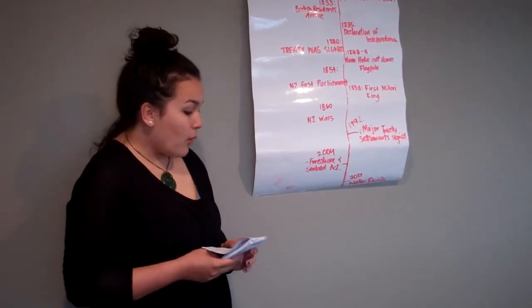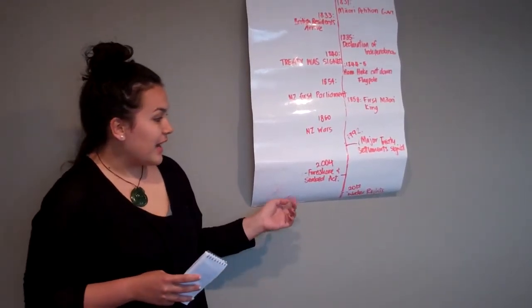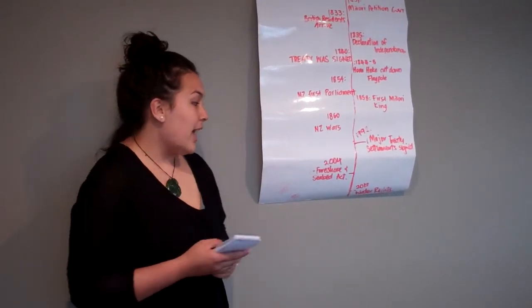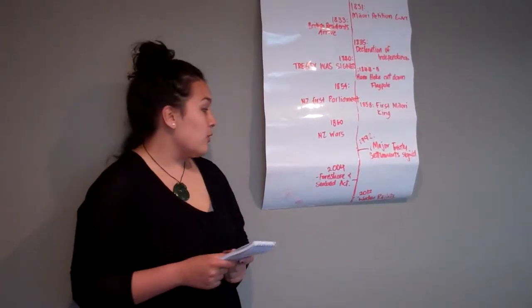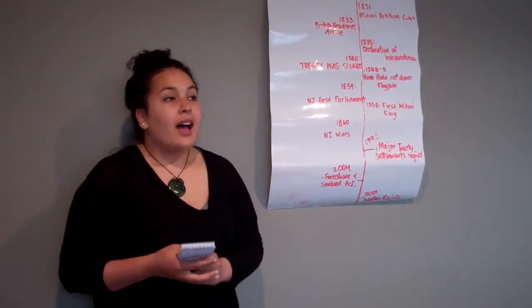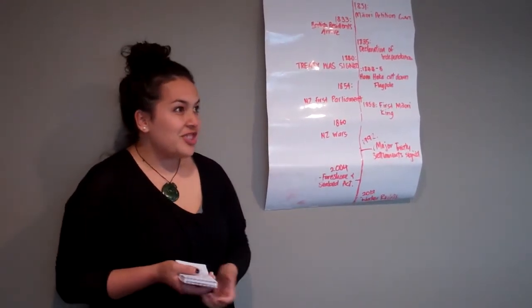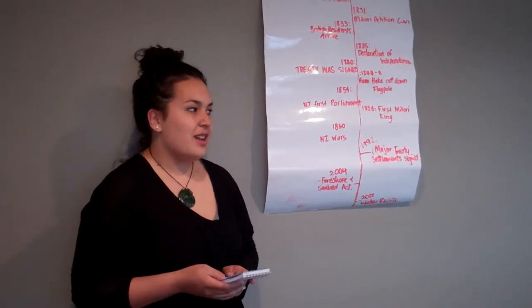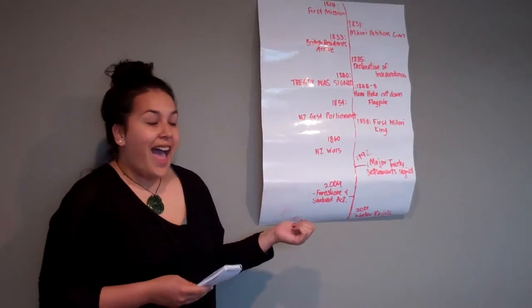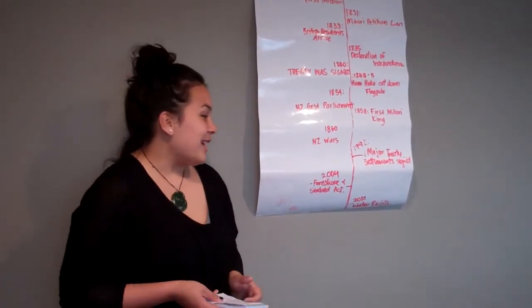In 2004, the Foreshore and Seabed Act was created. The Act said that the Crown would own the foreshore and seabed, and it guaranteed public access. Māori argued this legislation was ignoring their customary rights and breached the treaty.